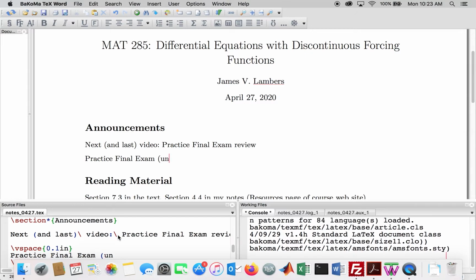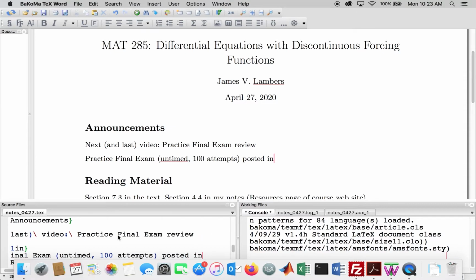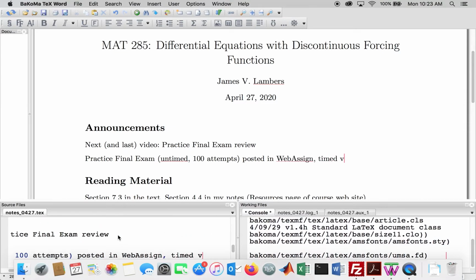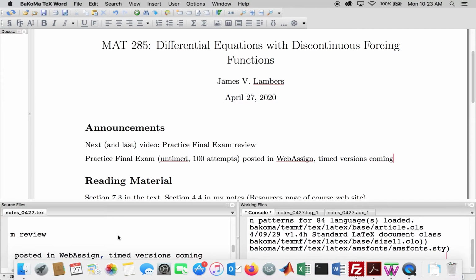And the practice final is untimed, and you're given 100 attempts, just like test 2, posted in WebAssign. Timed versions, I've not posted those yet as of now, but I will do the same thing as I did with test 2, put out the 5 timed versions of the practice final for you. That'll be done sometime this week.